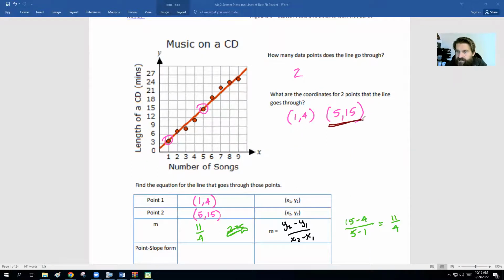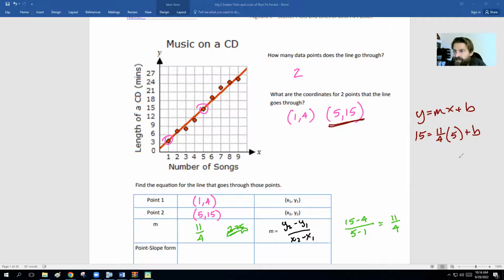I really like this 5, 15 here. That's nice there. And we're going to plug this in. All right, so y equals mx plus b. We have our y is 15, our m is 11 over 4, our x is 5. We're going to solve for b.